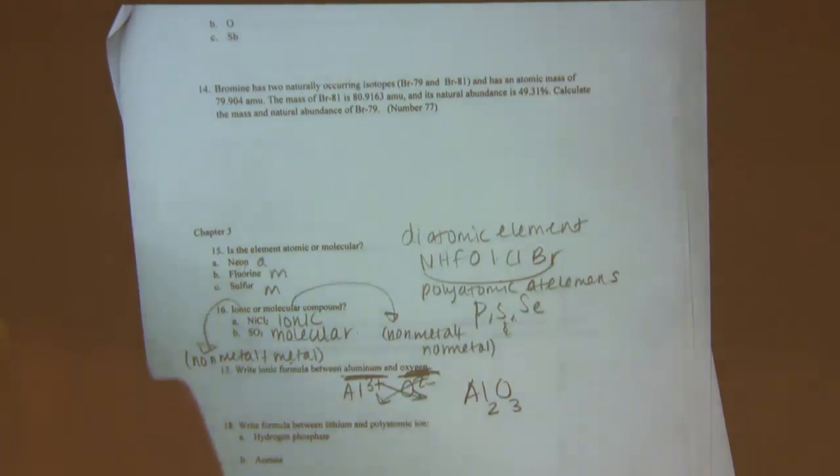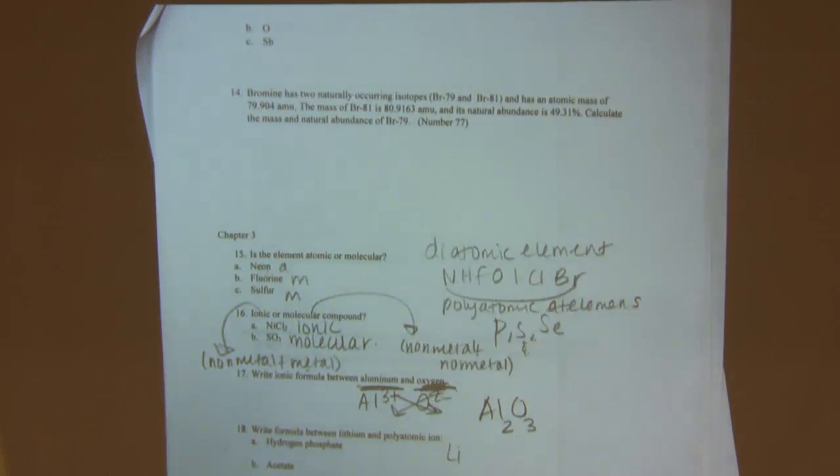Let's continue. Okay, awesome. So write the formula between lithium and the polyatomic ion, right? So lithium is Li. What is the charge for lithium? +1, right? We would know this based on our periodic table.